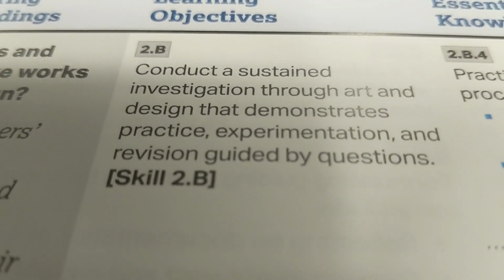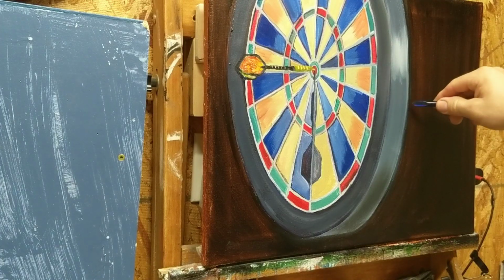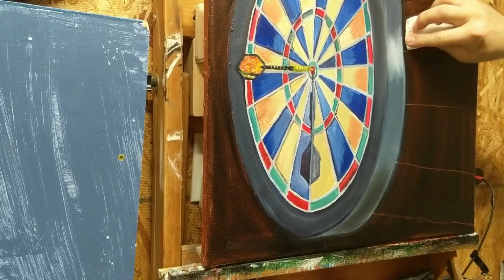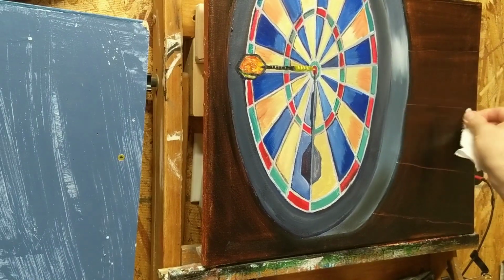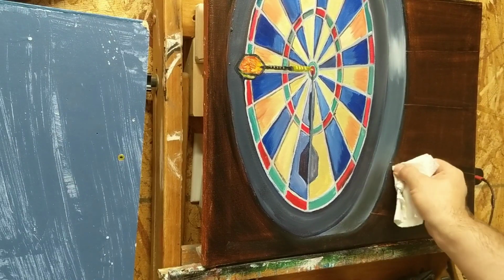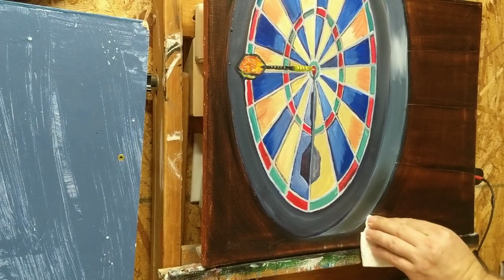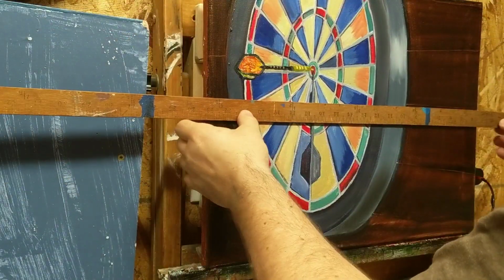2B is conduct a sustained investigation through art and design that demonstrates practice, experimentation, and revision. Well, that's exactly what this painting is. It's practice. It is experimentation. And it is also revision. I painted it one color to begin with, and now I've gone back and painted it a different color. I have revised it. If you saw the first video of the dartboard, this dartboard looks completely different. So I've revised quite a bit.